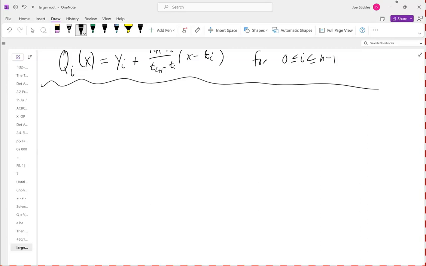So how many coefficients do you have to solve for then, if each one has three? Three n. So how many equations are we going to find? Three n of them, right? We're going to find three n equations to be able to solve, correct?